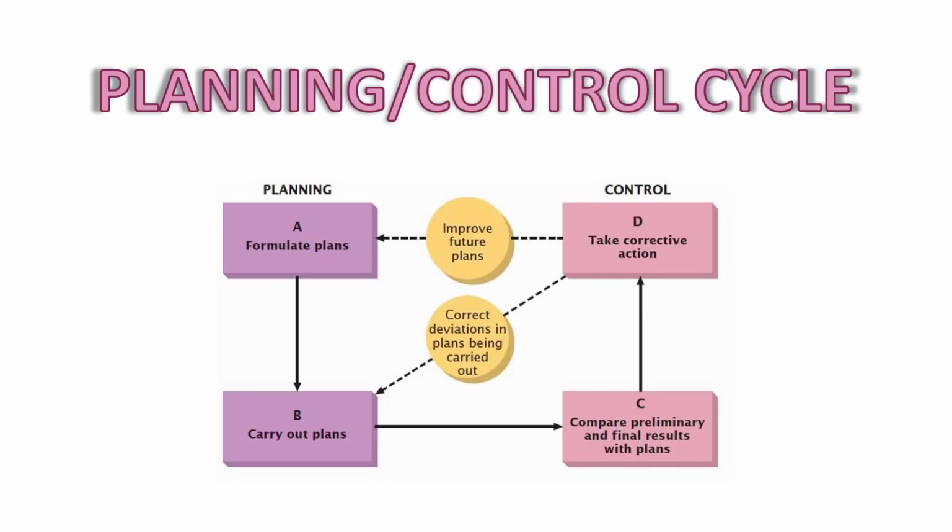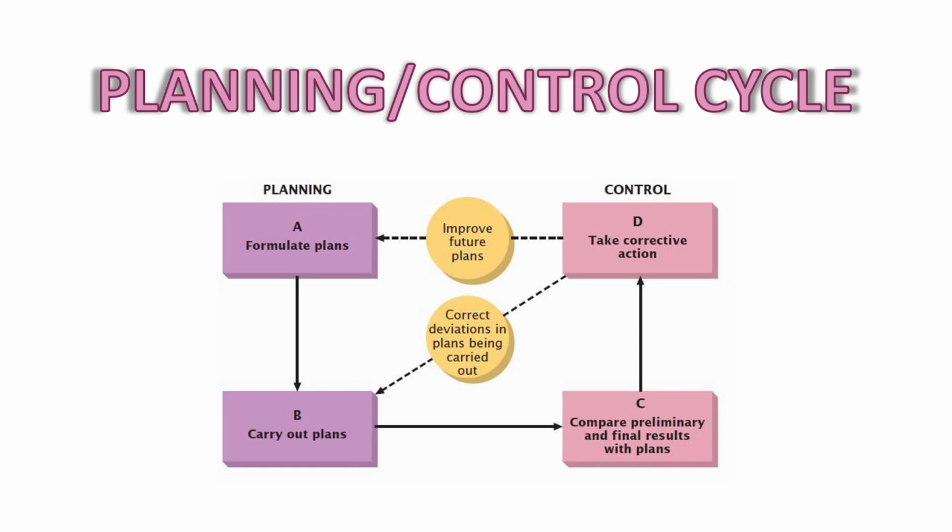And we have a 4-step cycle that we go through, and this is called the planning control cycle. And this helps us as managers keep in control to make sure the unit is headed in the correct direction that we want it to go in. This cycle is going to be as follows, as I've stated here. First of all, we need to make the plan. We need to formulate that overall plan.